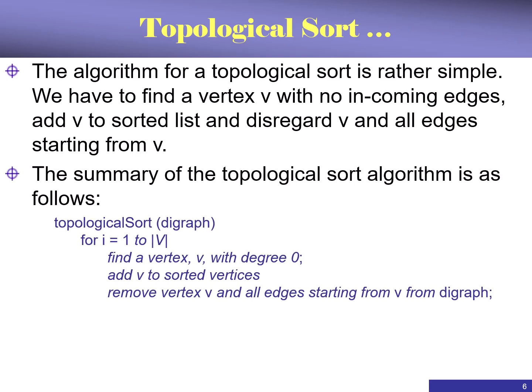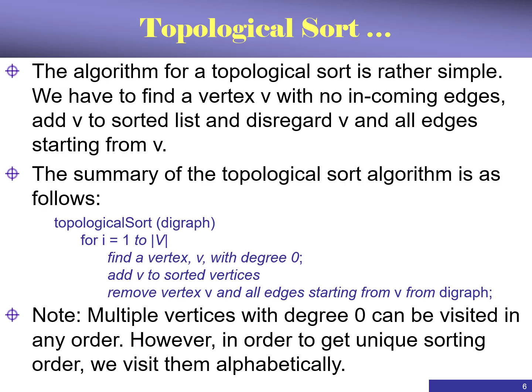Okay, so this is the algorithm. Sometimes you may have multiple vertices with degree 0. In that case, you can actually visit them, because I told you you need to identify a vertex with no incoming edges, meaning 0 in-degree, and add it to the sorted list. In case you have multiple vertices, which one are you going to choose first?